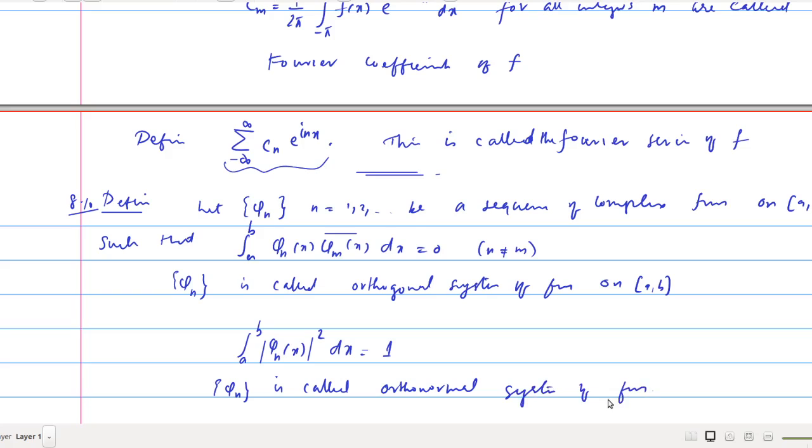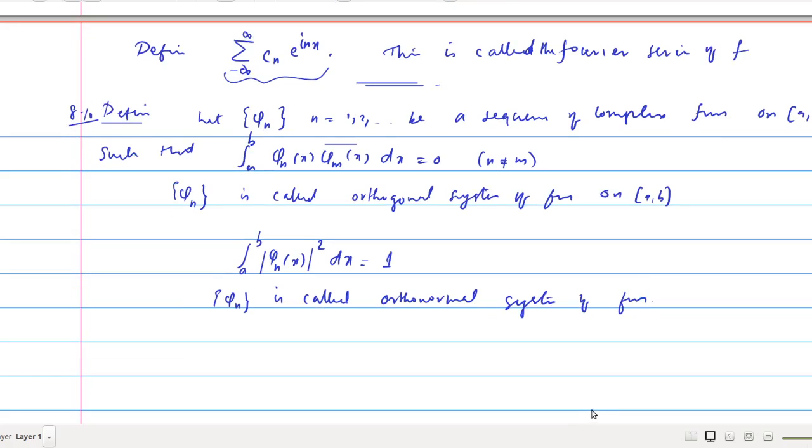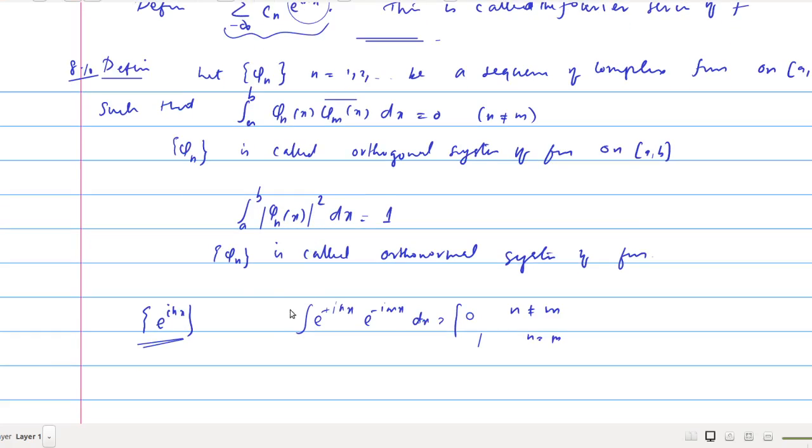Okay, so this is a little bit of a generalization of the Fourier series of a function with respect to the orthonormal basis phi n. If we replace e power inx by this phi n, we can define the Fourier series and Fourier coefficients of an integrable function. So for example, you can take this family e power inx as an orthonormal system of functions. For the verification, we have already discussed that the integral of e power inx and e power minus imx is 0 when n is not equal to m, and 1 when n equals m. So this satisfies the conditions for an orthonormal system of functions.